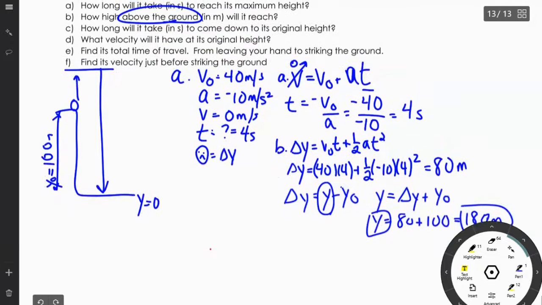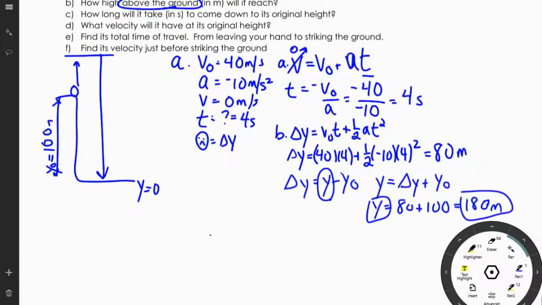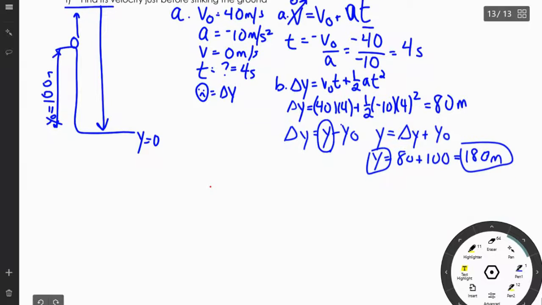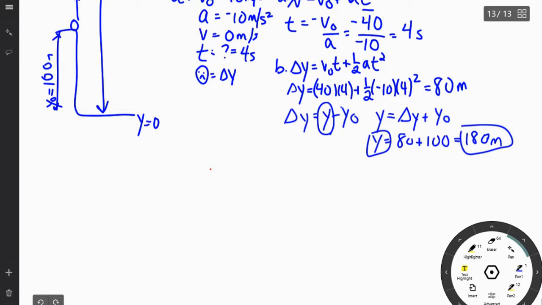All right, and so now part C: how long will it take to come down to its original height? Remember, in physics, there's a saying: time to rise equals time to fall.